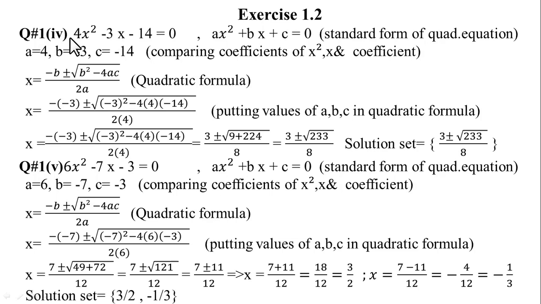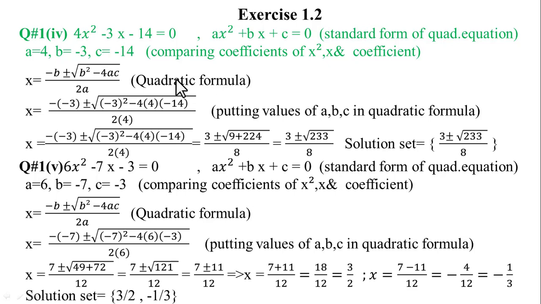Exercise 1.2. Question number 1, part 4: 4x square minus 3x minus 14 is equal to 0. The standard form of a quadratic equation is ax square plus bx plus c is equal to 0. Comparing both equations, comparing the coefficient of x square, x and the constant term, we find the values of a, b and c. Here a is equal to 4, b is equal to minus 3 and c is equal to minus 14.